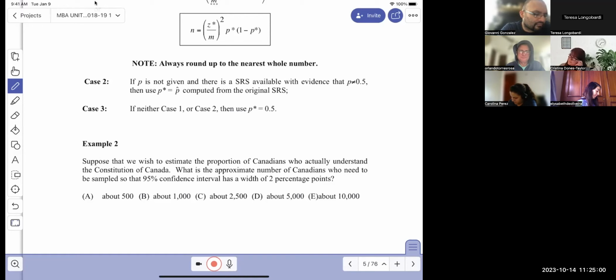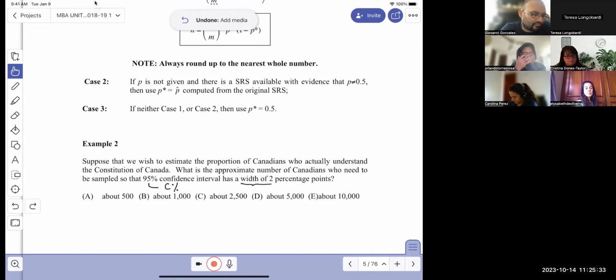Okay, so let's put this together. Suppose that we wish to estimate the proportion of Canadians who actually understand the Constitution of Canada. What is the approximate number of Canadians who need to be sampled? So that 95% confidence interval. So this is going to help us get our Z star. And this is maybe the confusing part. What is the width? Okay, so the formula we're going to use is this one up here.